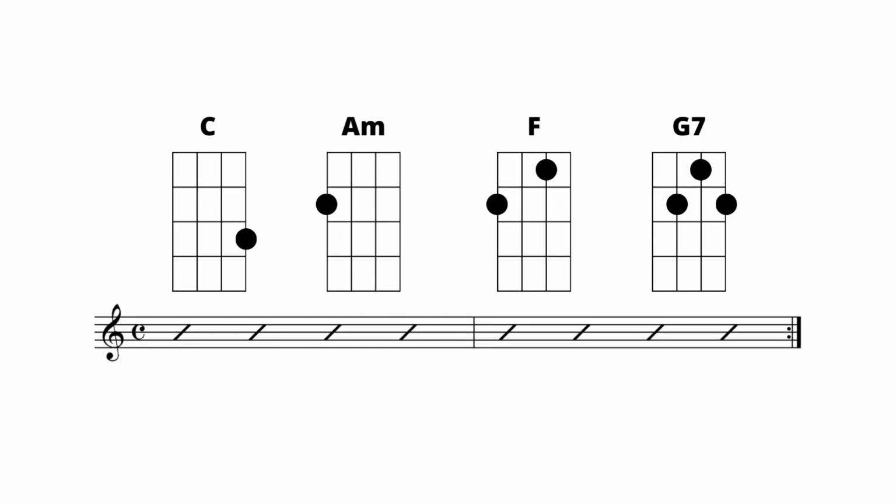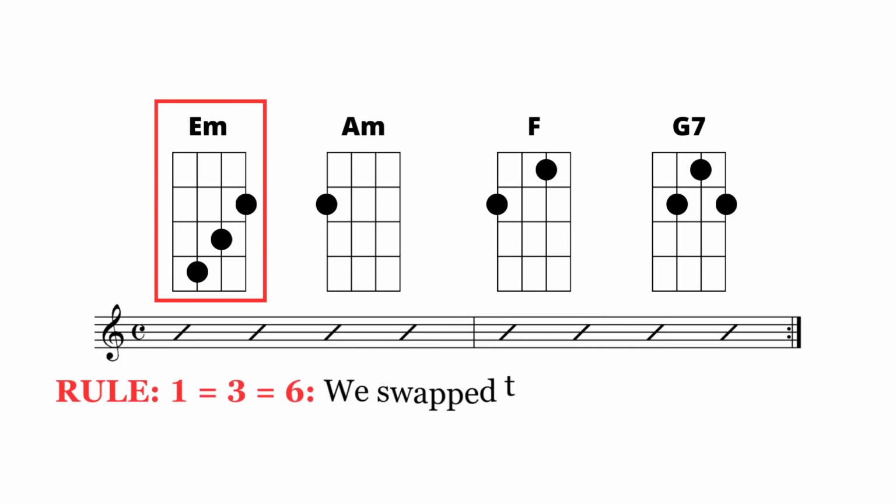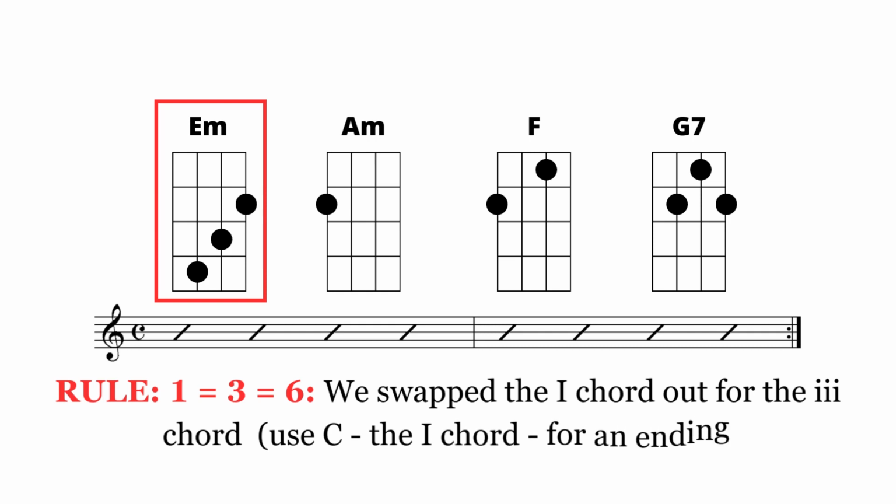Now we get started on our journey. Let's take a look at how we use these in an actual chord progression. This progression is a 1-6-4-5 progression: C, A minor, F, G7. Let's apply the first rule: 1 equals 3 equals 6. We swap the 1 chord out for the 3 chord. Now, for the ending of a phrase or the ending of a song, you may want to revert back to that regular 1 chord because you may find that it has a little better resolution. Maybe you just want to use the E minor every other measure.